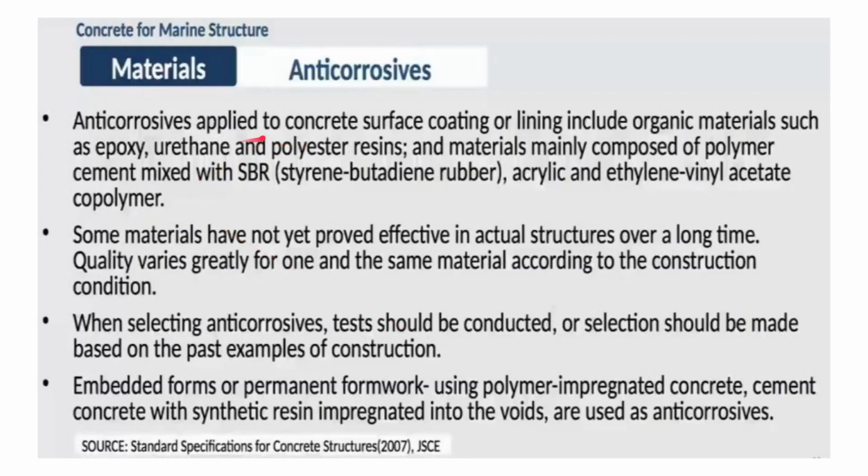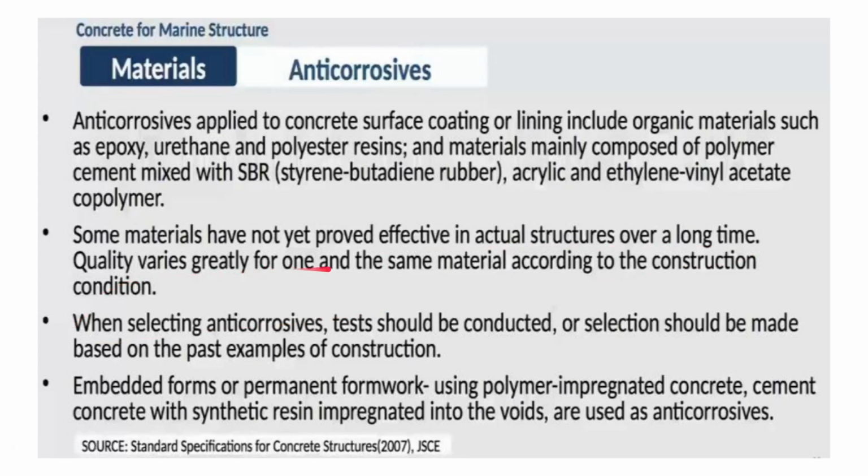Okay, so now let us see the anti-corrosives. One of the main problems with seashore structures is corrosion, because of the chloride. Anti-corrosives applied to concrete surface coating or lining include organic materials such as epoxy, urethane and polyester resins, and materials mainly composed of polymer cement mixed with SBR or styrene butadiene rubber, acrylic and ethylene vinyl acetate copolymer. So basically all of these chemicals are used, such as epoxy, urethane and polyester resins. Some materials have not yet proved effective in actual structures over a long time.